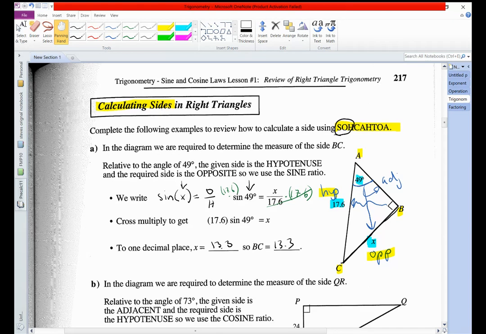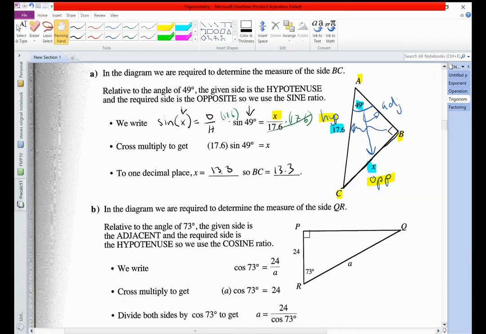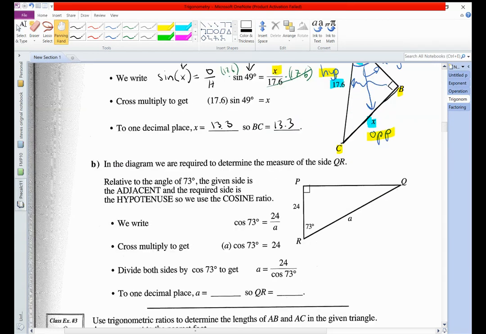When it comes to calculating sides, there's two processes. There's this one that we just did, where our unknown was in the top of the fraction in the ratio, and then there's going to be one where the unknown is in the bottom of the fraction. So you can see here, if this is our triangle, we know angle R, which is 73. So we can label our triangle. This is the opposite. This is the adjacent. And this is the hypotenuse.